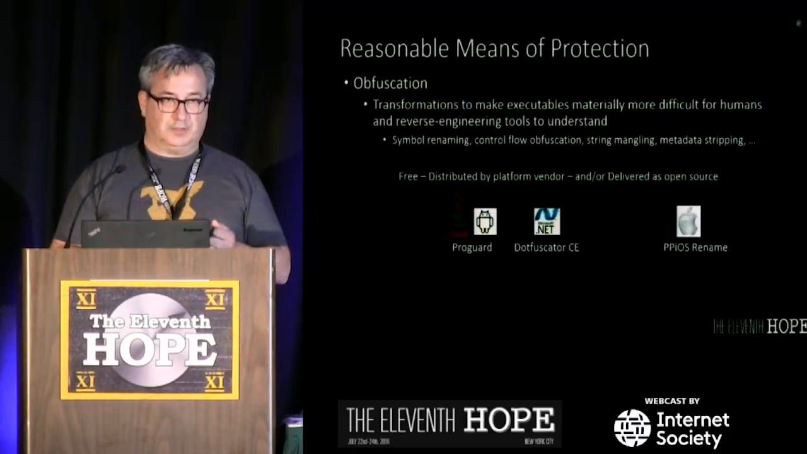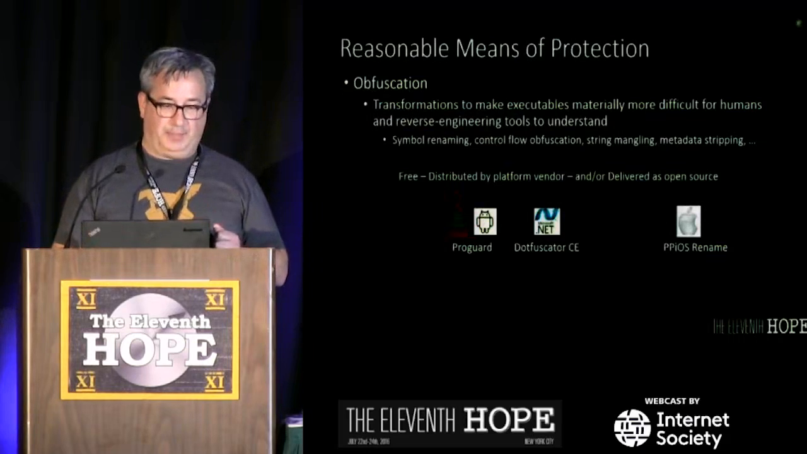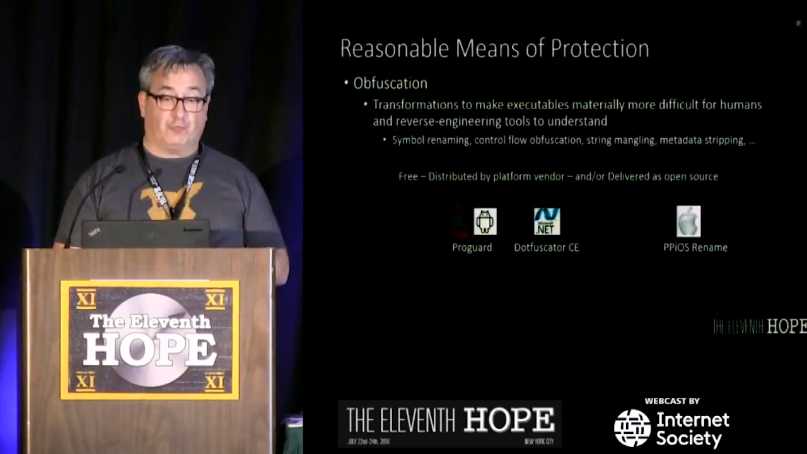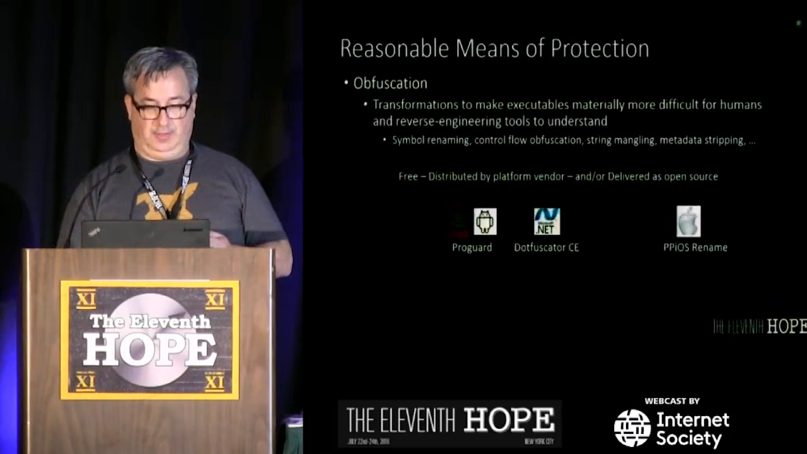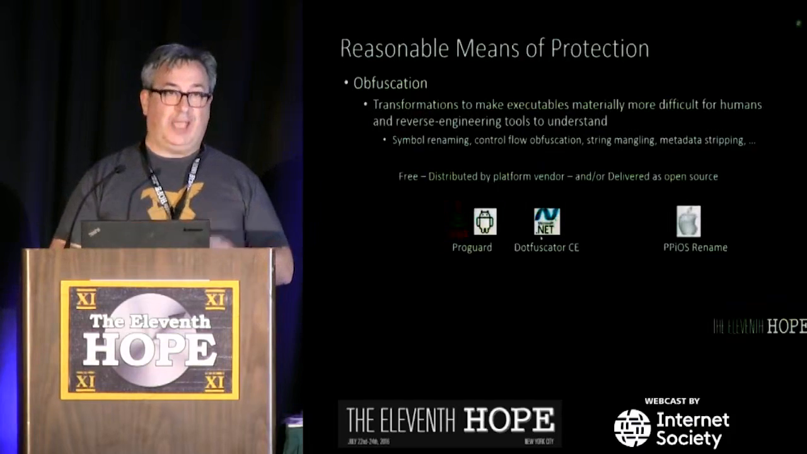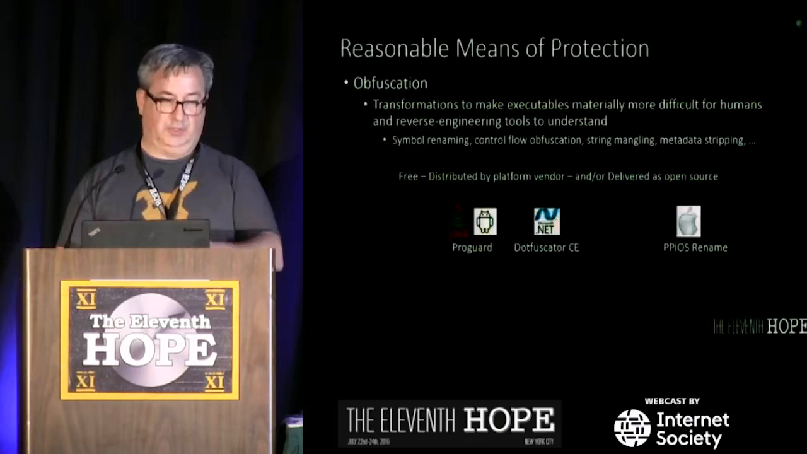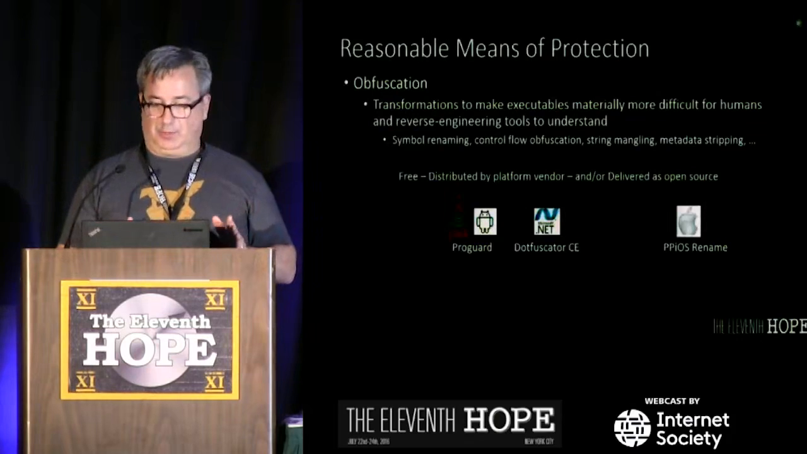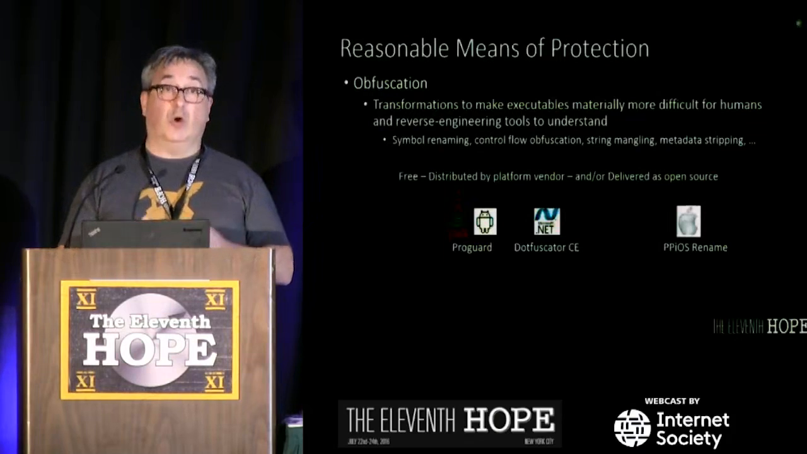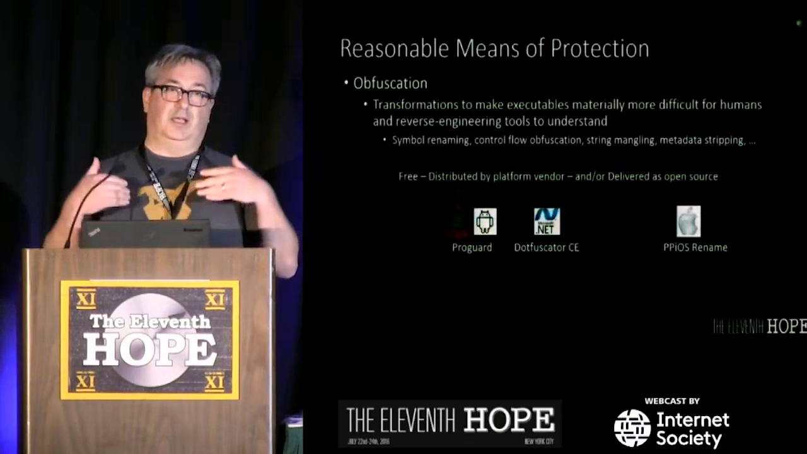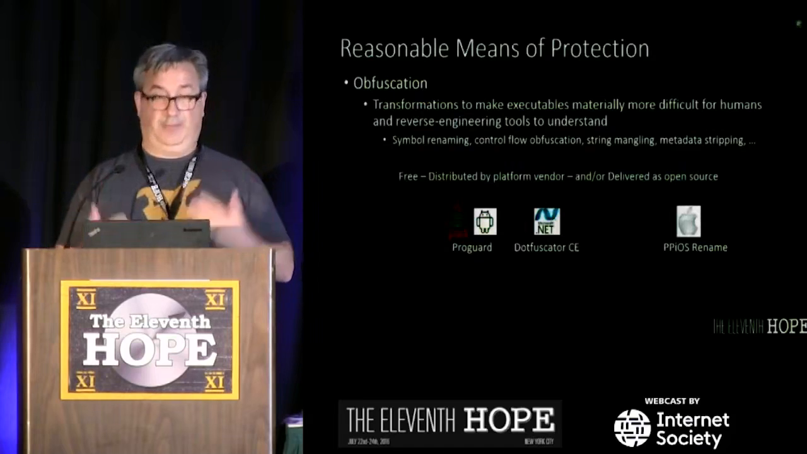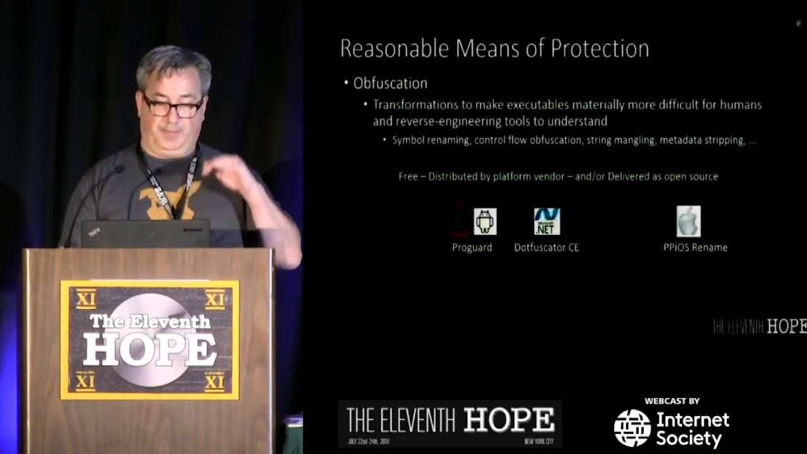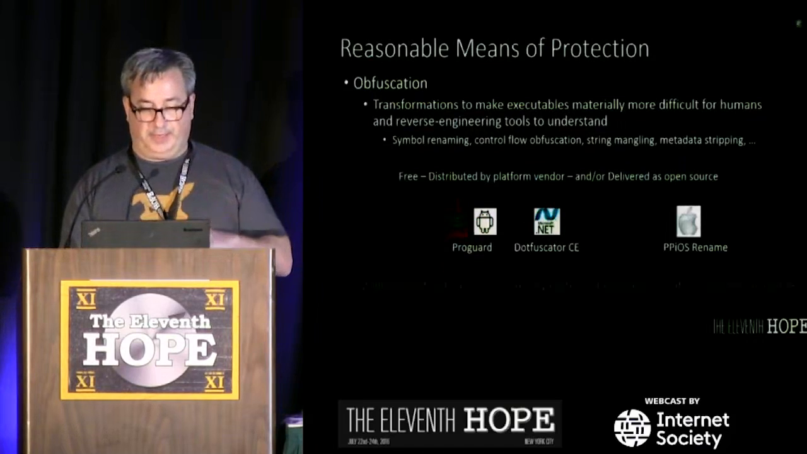And so as a result of this well-understood gap, Android, Oracle, give away a free obfuscator, ProGuard. Microsoft gives away a free obfuscator, a community edition of Obfuscator. And while Apple isn't quite so supportive in that regard, there are plenty of open source, GitHub-based, free obfuscators. PPIOS rename is one of those. And so, what you see here.